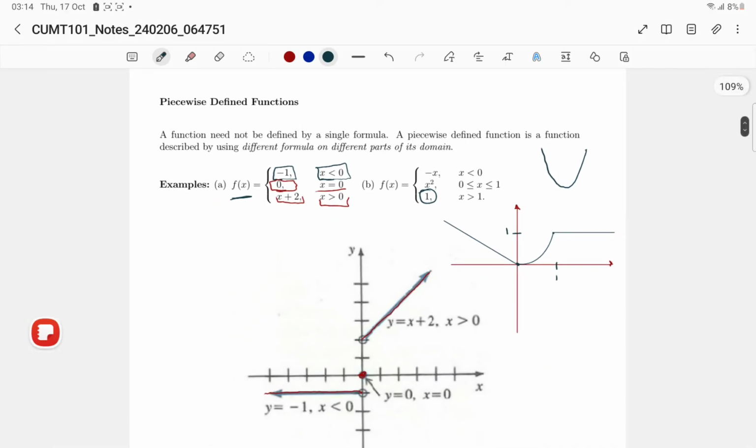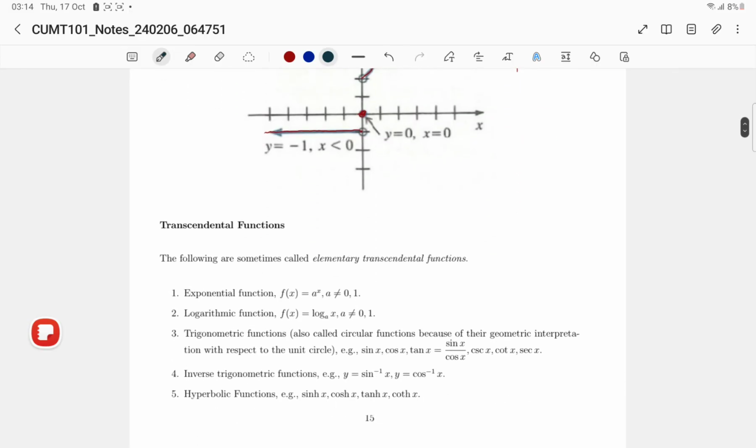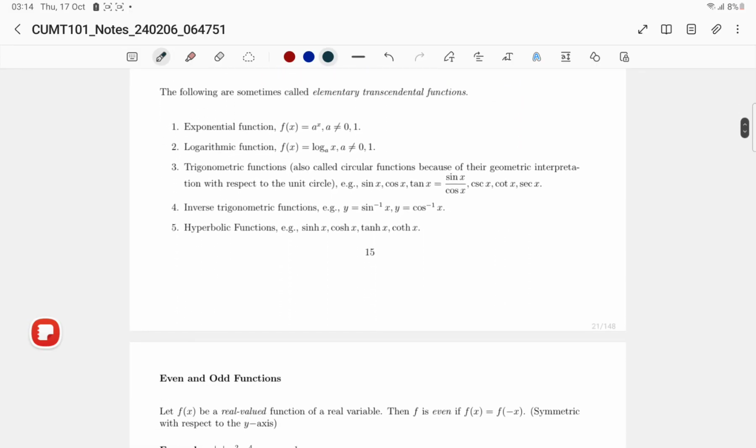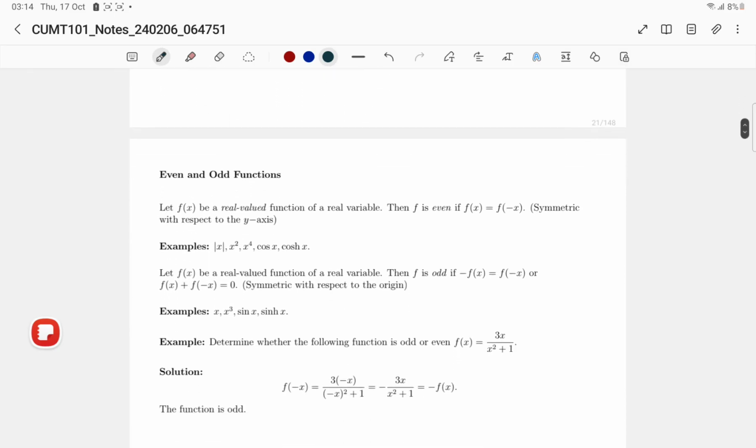We're going to be using these functions mostly in continuity in the next chapter. There are also transcendental functions. These ones are exponential functions, logarithmic functions, trigonometric functions, inverse trigonometric, and hyperbolic functions.